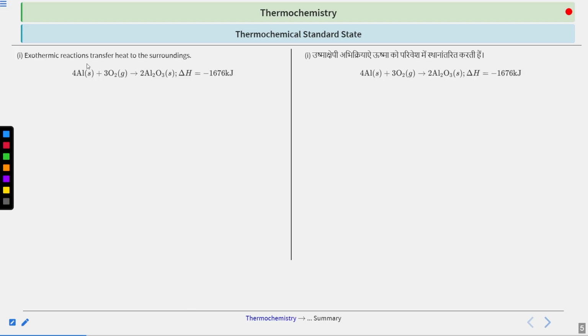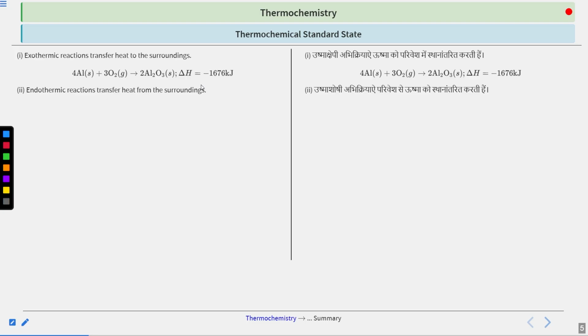Here we have taken the combustion of aluminium. Most of the combustion reactions that you will see in your day-to-day life are exothermic. They produce heat. So the combustion of aluminium is exothermic, and how can we identify it? With the help of the enthalpy of reaction, which has a negative sign. A negative sign means the system is losing heat, right? So for that reason, the overall reaction is exothermic.